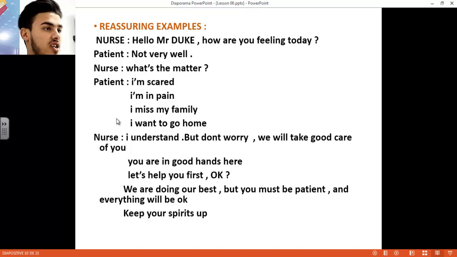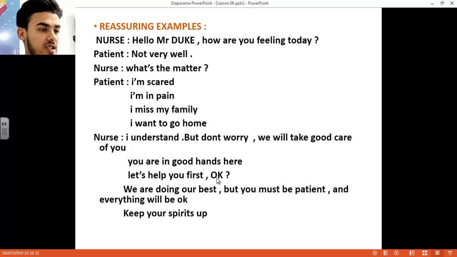So the nurse starts as usual. Hello, Mr. Duke. How are you feeling today? The patient answers, not very well. The nurse, what's the matter? The patient answers, I am scared, or I am in pain, I miss my family, I want to go home. The nurse replies, I understand, but don't worry, we will take good care of you. You are in good hands here. Let's help you first, okay?